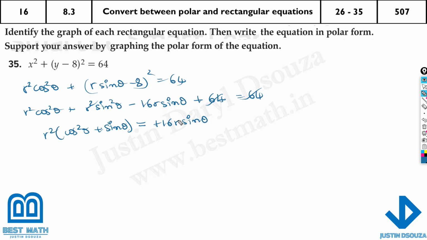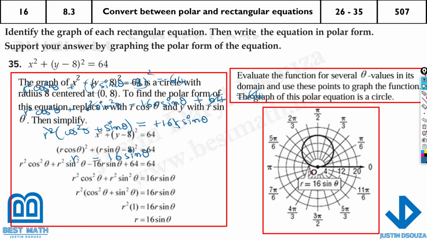And then over here we can cancel this r and r by dividing both sides by r, so you're remaining with r only because this entire thing is 1, and we have 16 sine theta. Here we go, that will be the answer. It'll be in the upside. Why? Because it is positive 16 and sine is either up or down. This total diameter will be 16. You can see the scale here, it's 0, 4, 12, 16, so it's 16 here.